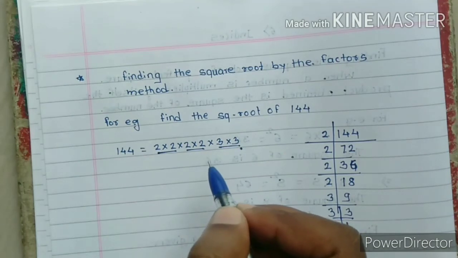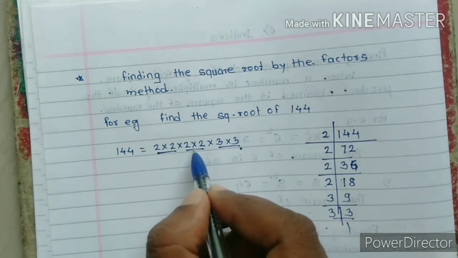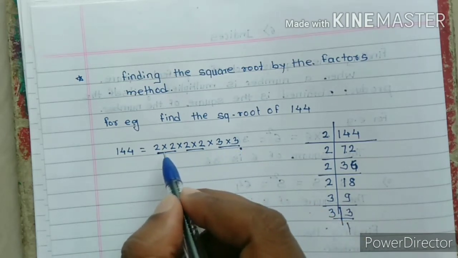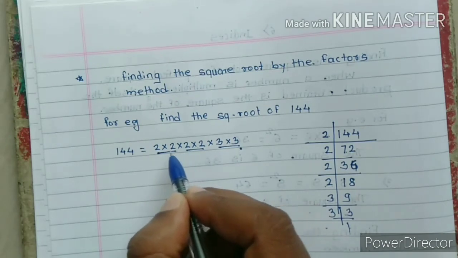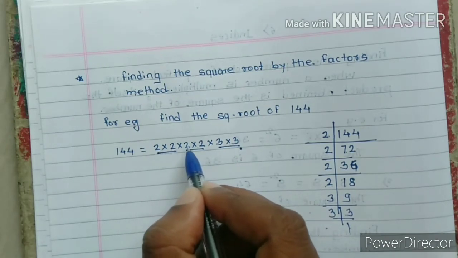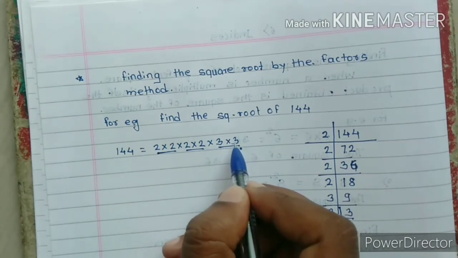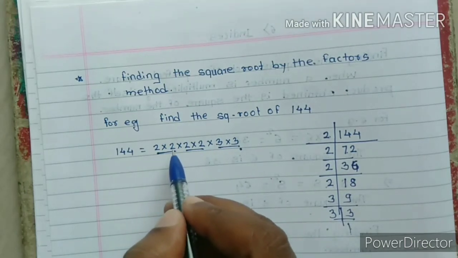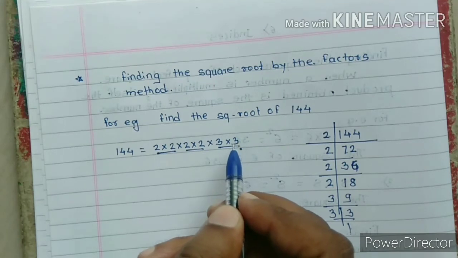Form pairs. Here the first pair is 2 into 2, the second pair is 2 into 2, and the third pair is 3 into 3. Form a pair of equal factors. Equal factors means 2 into 2 are equal factors, again 2 into 2 are equal factors, and 3 into 3 are also equal factors. Means form pairs of equal factors from the prime factors of 144.